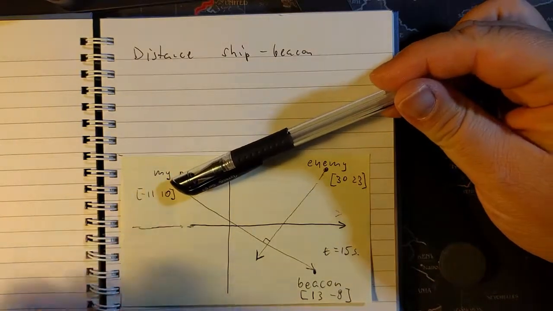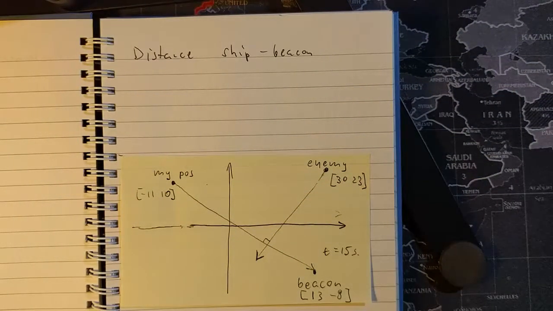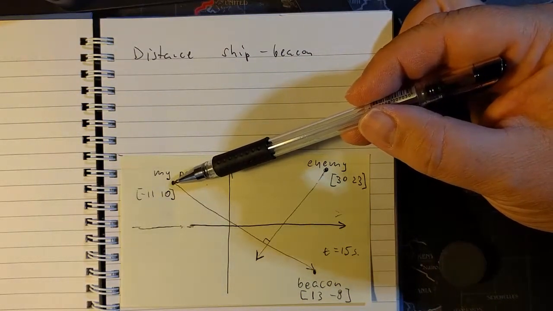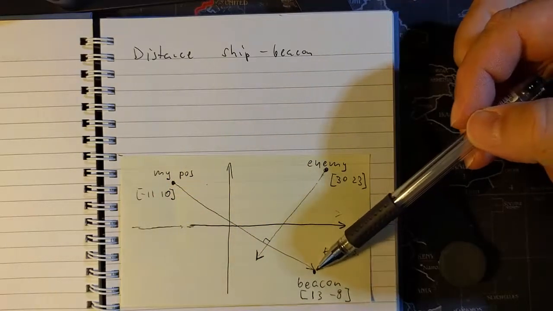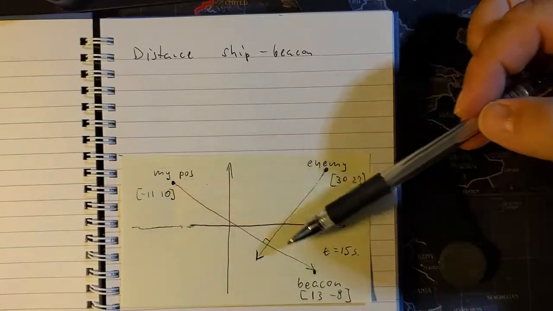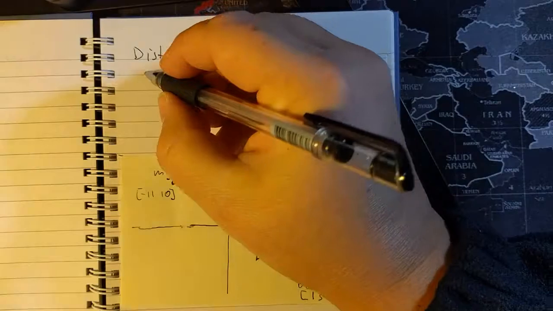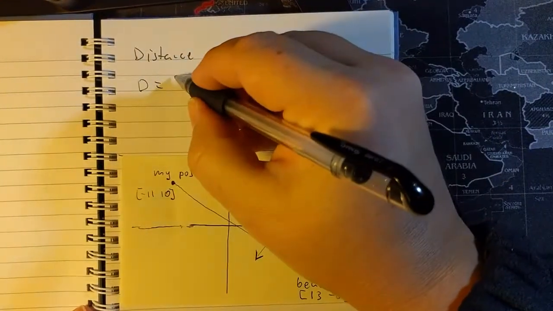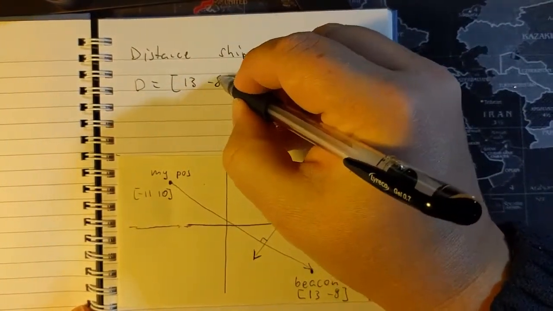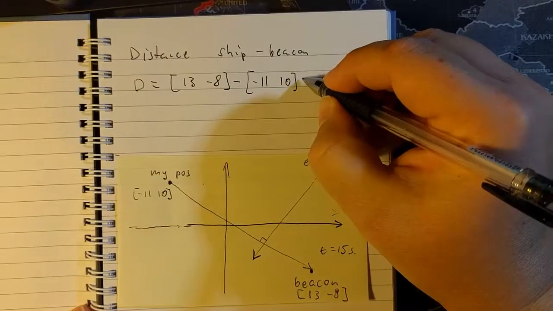This is the distance between my current position and the beacon. First thing that I need to calculate is the displacement vector. So this is the vector that is sitting here at my position and it's pointing to the beacon. So this is the beginning, this is the end. This will also be the relative coordinates of the beacon in relation to my current position. So my displacement vector will be the coordinates of the end of this arrow. So these are the coordinates of the beacon, (13, -8), minus my current coordinates, (-11, 10).